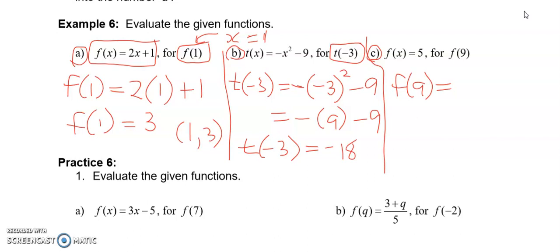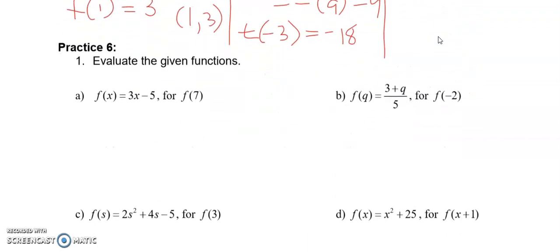But there's nowhere to actually put the 9 because no matter what x value you have, you're always going to get back 5. So in this case, f of 9 is equal to 5. In fact, f of any real number would equal 5 in that case right there. So it's very simple, very straightforward. Function notation and evaluating a function for a value of the independent variable.